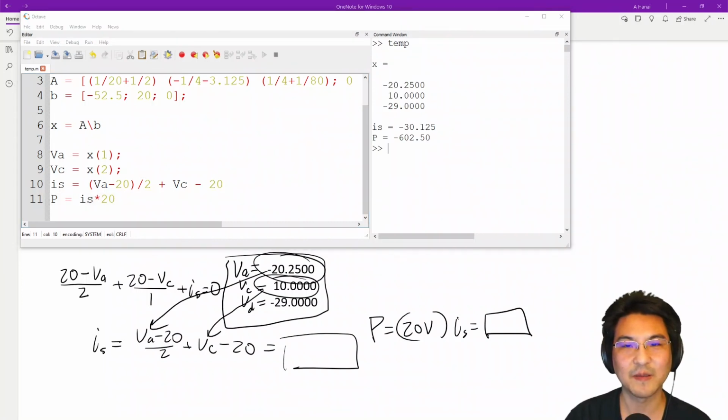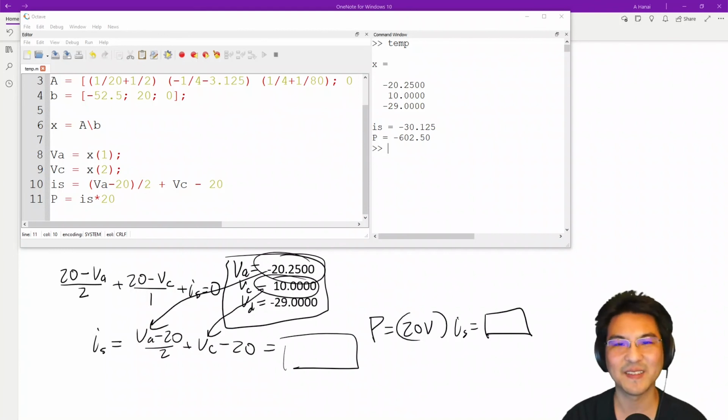The current is 30.125 amps, and then the power is 602.5. Well, negative, it's being delivered. So we're delivering 602.5 watts.